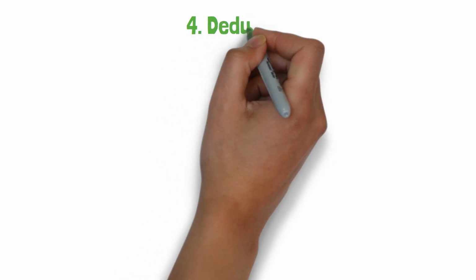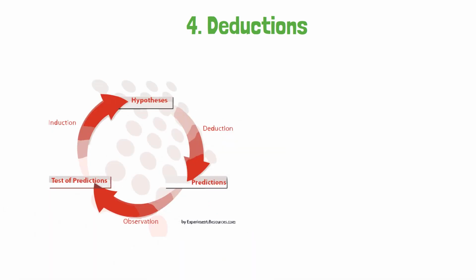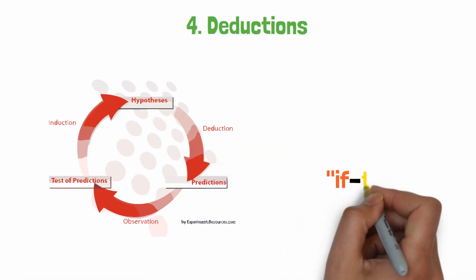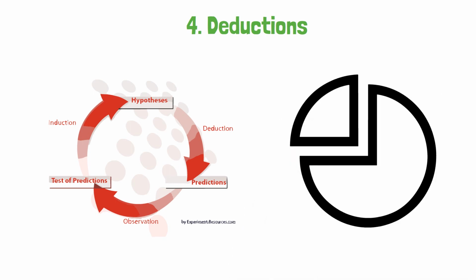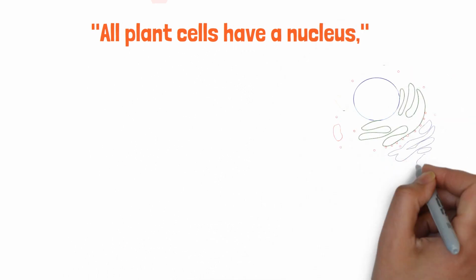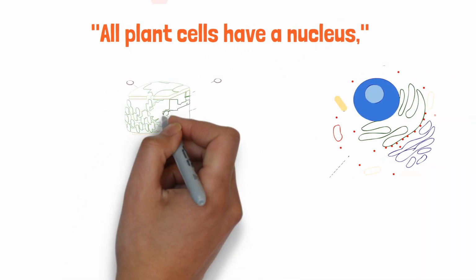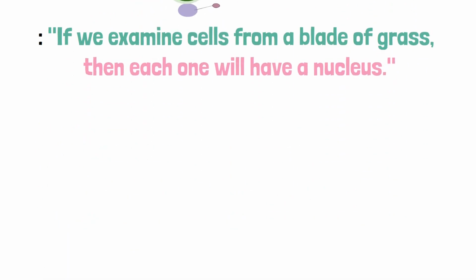4. Deductions. Deductions are logical consequences of hypotheses. Biologists then use logic to make predictions based on their hypotheses. For instance, if a biologist hypothesizes that all plant cells have a nucleus, the deduction would be, if we examine cells from a blade of grass, then each one will have a nucleus.